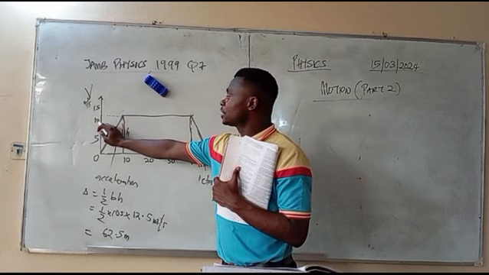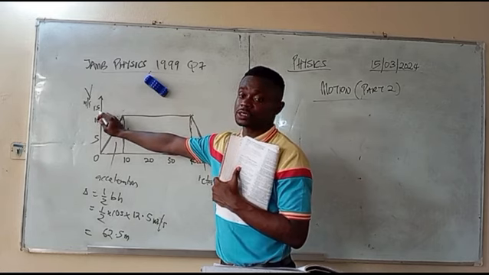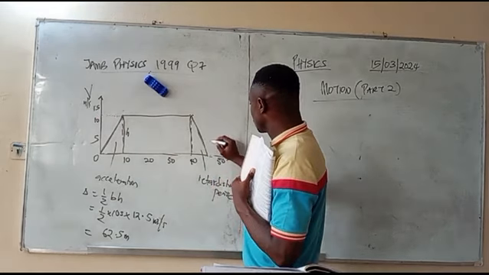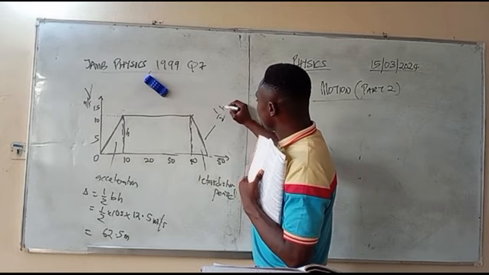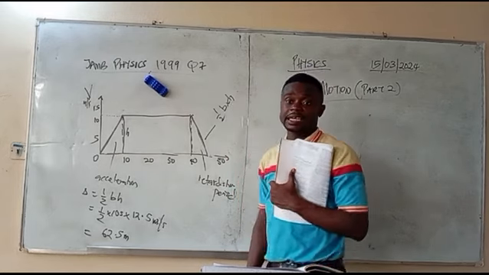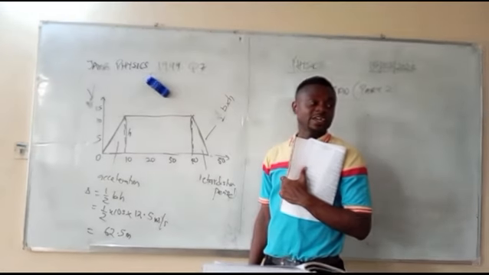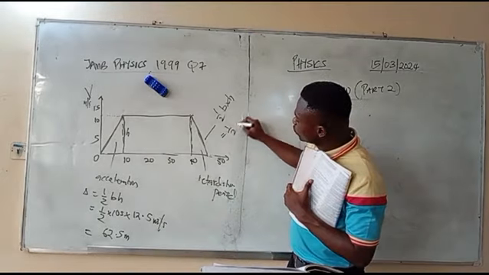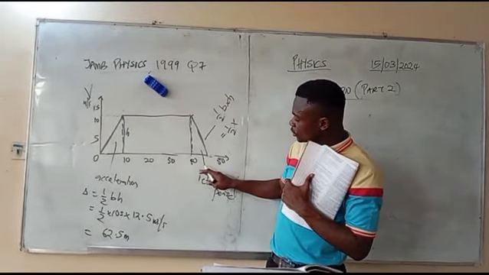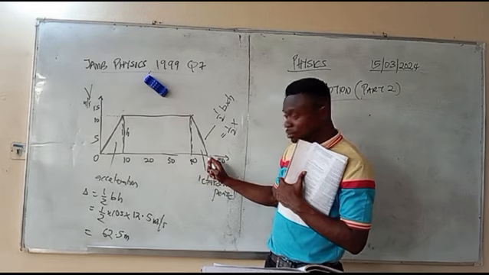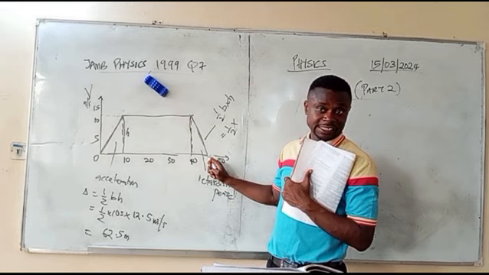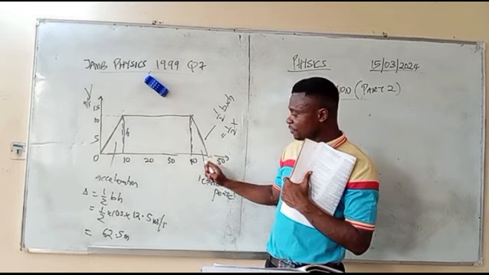From here is what? 45, right? 40 to 45 is what? 5 seconds. So times 5 seconds, times height. The height here is also equal to what? 12.5, right? 12.5.